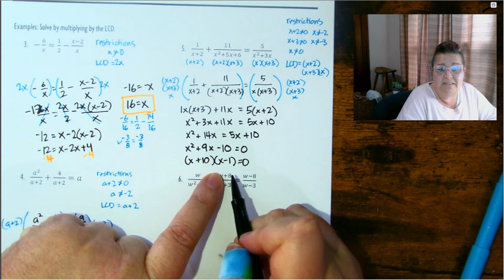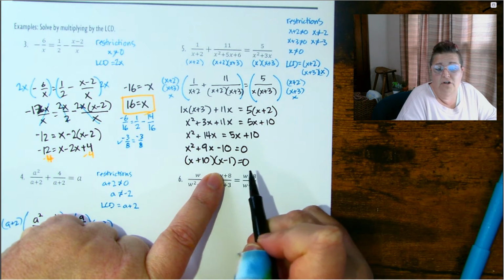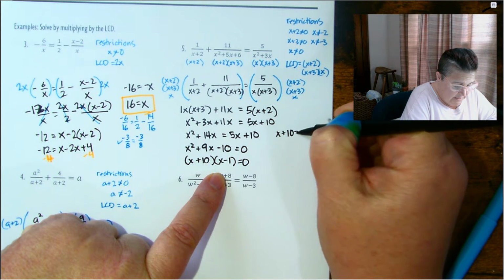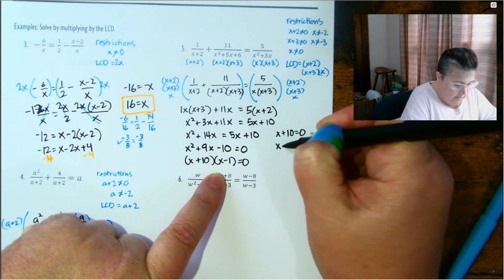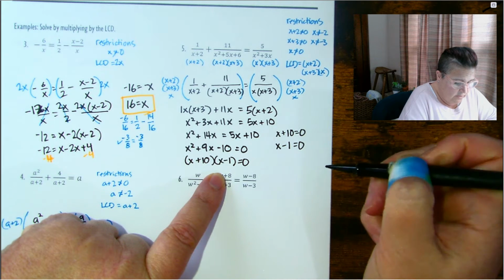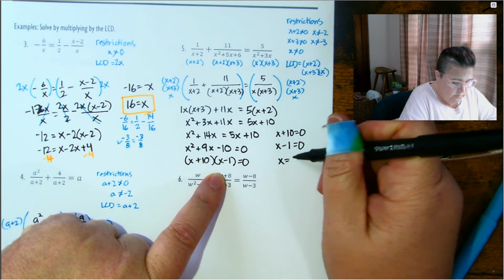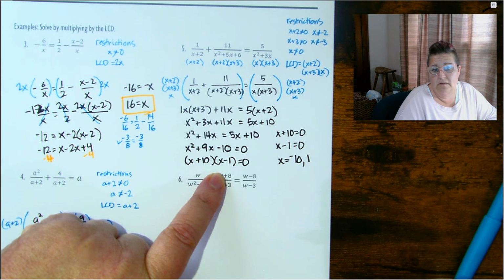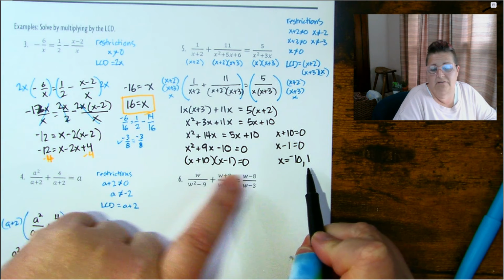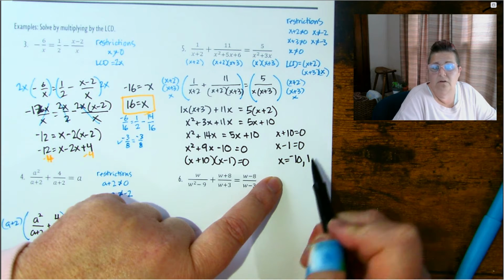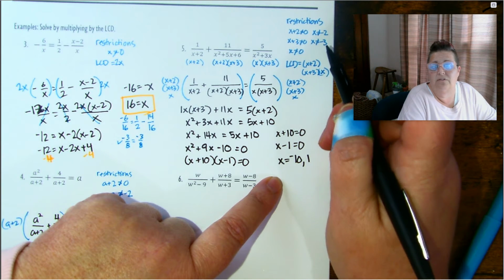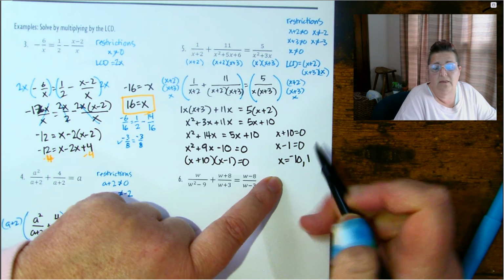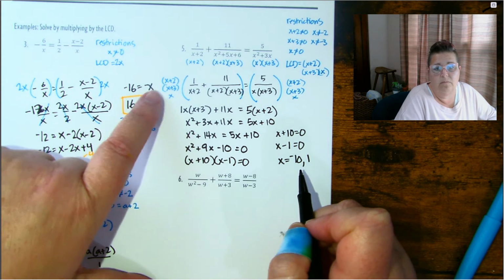Now I can use the zero factor property. So either x plus 10 is equal to 0 or x minus 1 is equal to 0. So x would be a negative 10 or a positive 1. My restrictions are negative 2, negative 3, and 0, so none of those are restricted. That's good. And then I would check them.